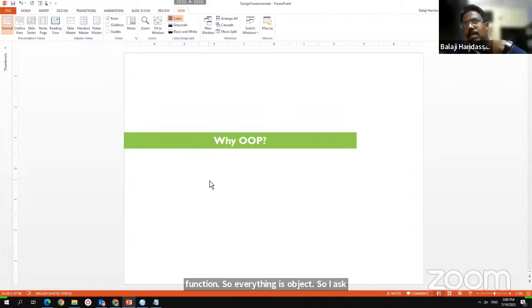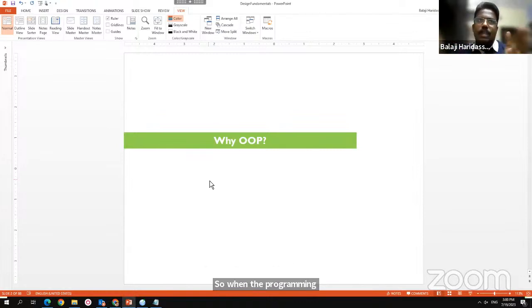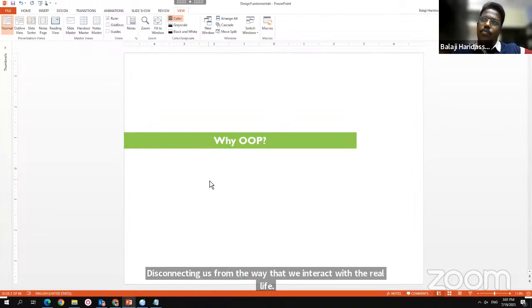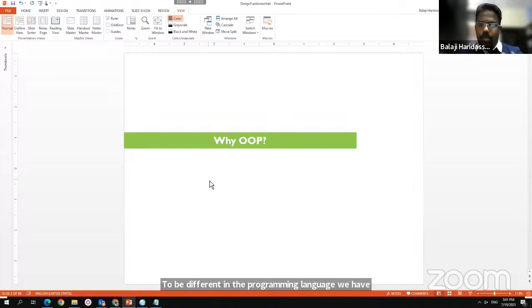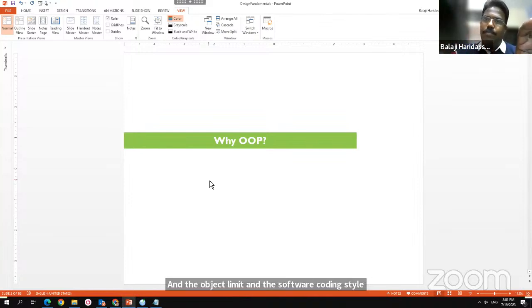That object gives me back. That object asks some other object, and that object gives back. This is how interaction works in real life. So when the programming language deviates from this, disconnecting us from the way we interact with real life, we have difficulties. But the moment I make the software coding style close to real-life interaction, it becomes easier for me to understand, visualize, and write it better. That is why we need OOP: to bring software coding close to real-life interactions. That is a fundamental aspect of it.